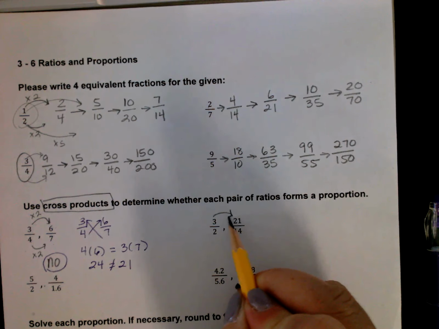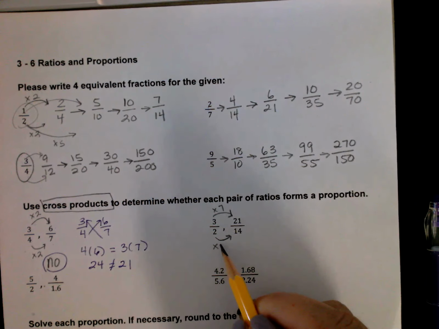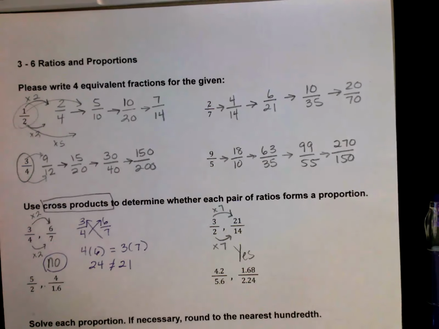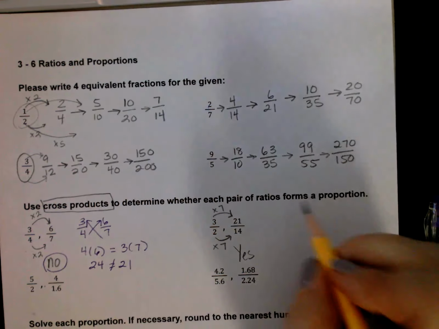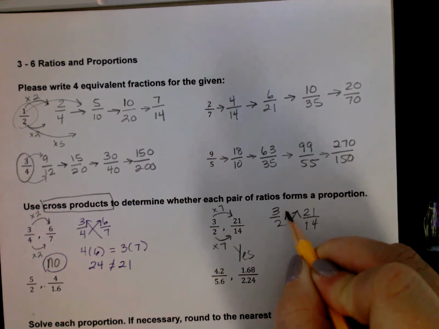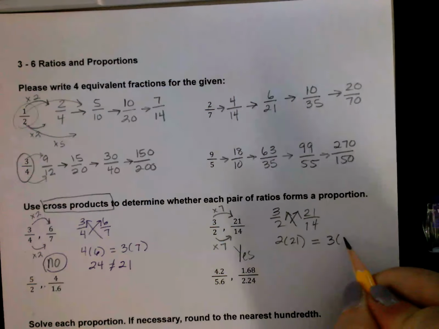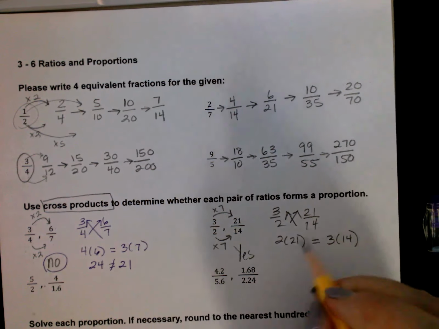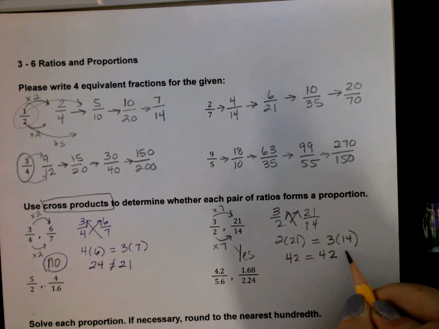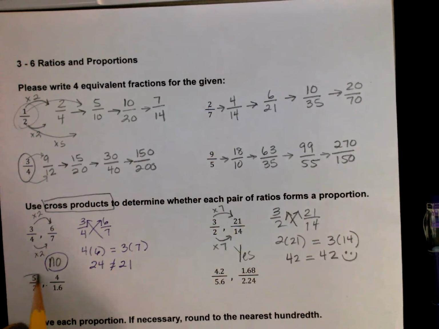This one, I noticed that 3 times 7 got me to 21. Oh, and 2 times 7 got me to 14. So yes, they're equivalent, or they're proportional. Again, using cross products, I would do 2 times 21 and wonder if that equaled 3 times 14. 2 times 21 is 42. 3 times 14 is also 42. So smiley face, they are proportional.